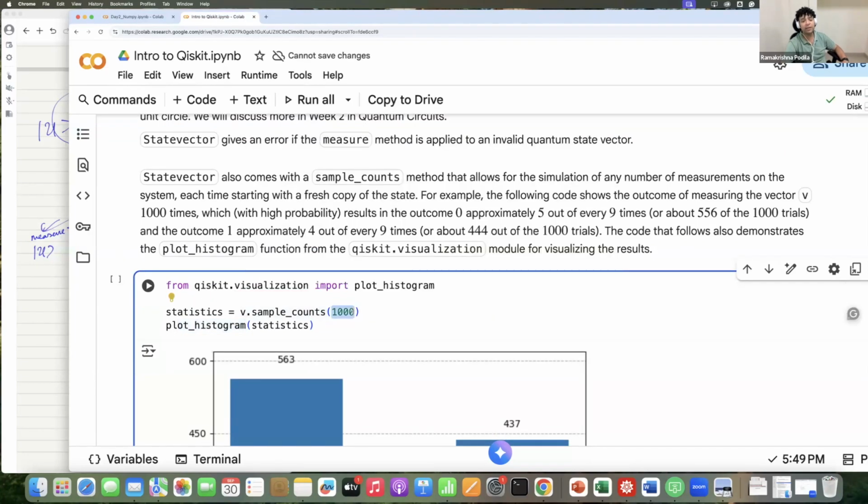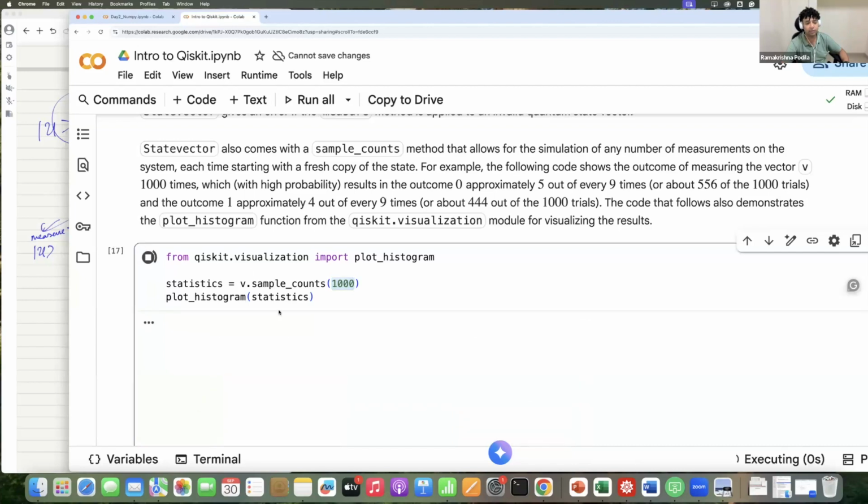This number is telling you how many copies you are making. So when I say 1,000, I'm making 1,000 copies of this state vector. Again, when I'm saying copies, these are identically prepared systems. So we are taking 1,000 identically prepared particles and making measurements. And each time we make a measurement, we will find that the particle is in state 0 or state 1. And then after 1,000 times, we will arrange them into statistics and plot this histogram, right?